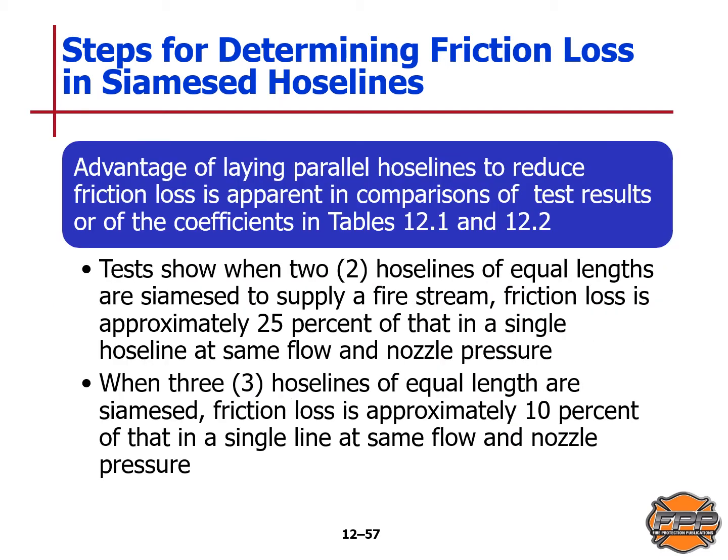The advantage of laying parallel hose lines to reduce friction loss is apparent in comparisons of test results, or if you look at the coefficients in Tables 12.1 and 12.2. Tests show that when two hose lines of equal lengths are Siamesed to supply a fire stream, the friction loss is approximately 25% of that in a single hose line at the same flow and nozzle pressure. When three hose lines of equal length are Siamesed, the friction loss is approximately 10% of that in a single line at the same flow and nozzle pressure.